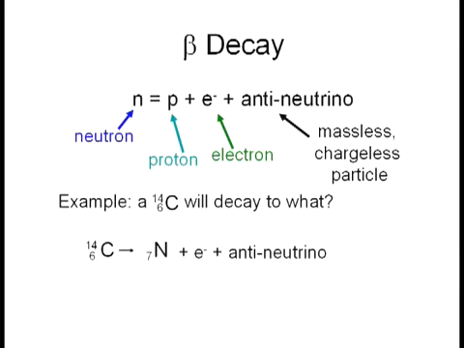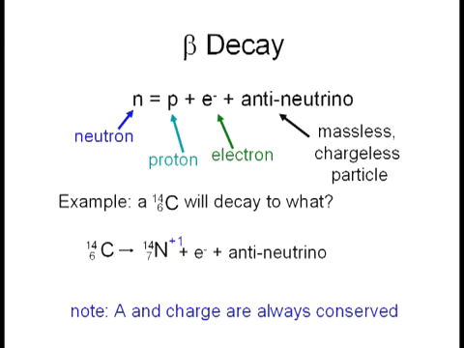Atom number 7 is nitrogen. And the 14 on the top is the sum of neutrons and protons, and since we lost a neutron and gained a proton, the number still stays the same. It's still 14. This nitrogen will have a positive charge because the initial carbon had 6 electrons with it. So does this nitrogen. It'll have 6 electrons, so it's missing an electron.